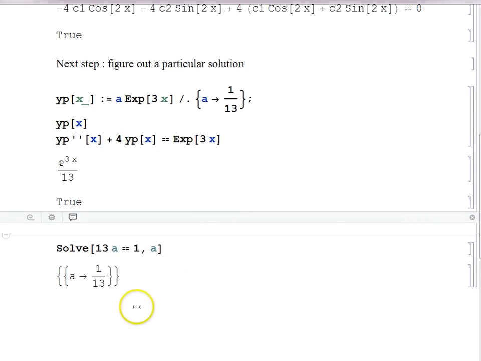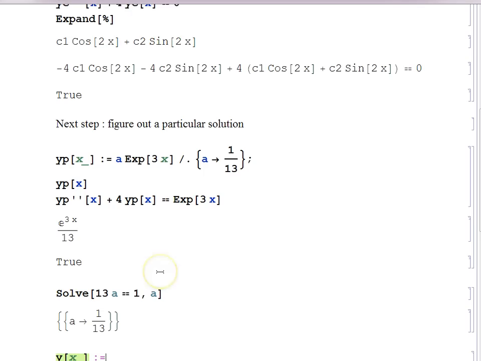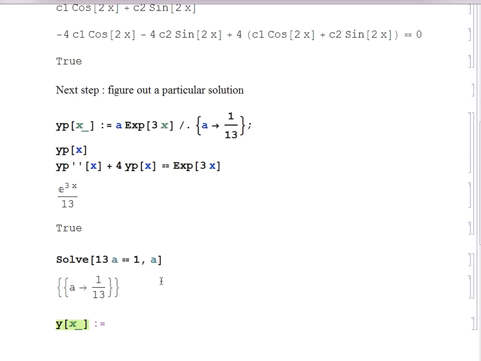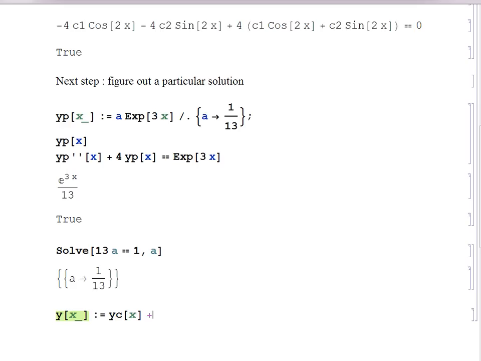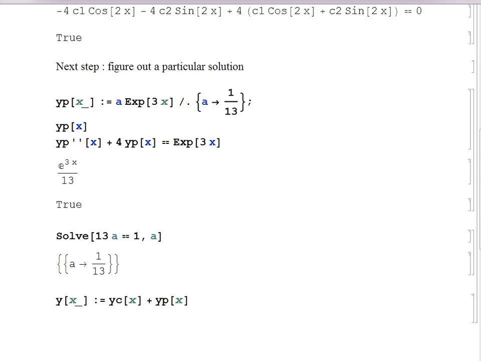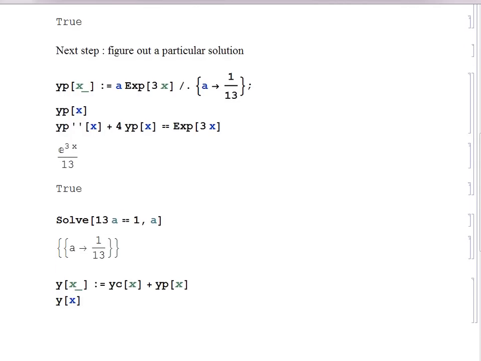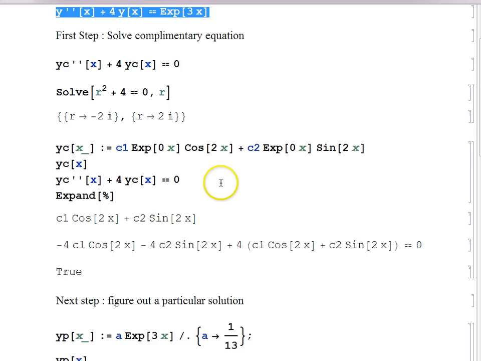Let's check it out. We've got y of x, a complementary solution, yc, plus our particular solution, yp. We'll take a look at what that's going to look like. Just get it to print out what it's going to look like right there. And we'll check to see if it actually solves this equation.